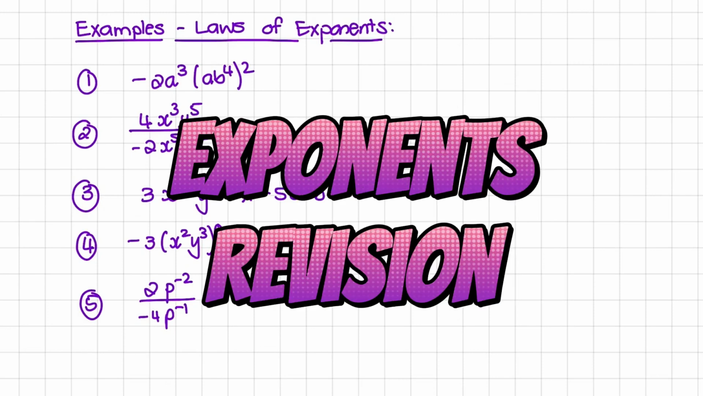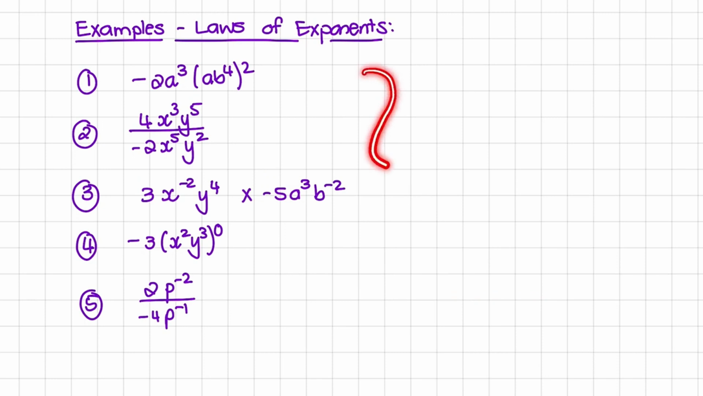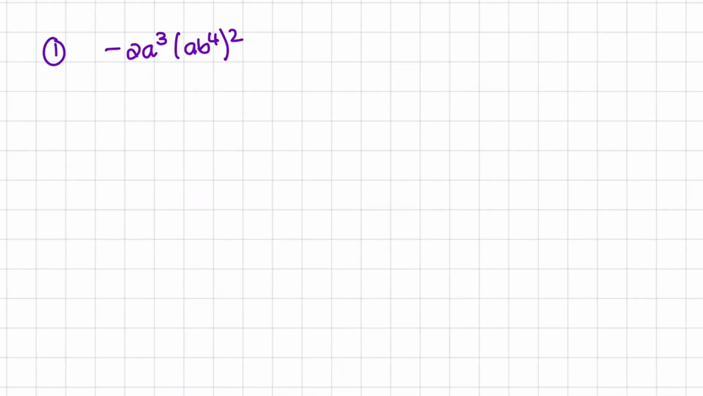We are going on with grade 10 exponents, and in this video we'll do some examples on the laws of exponents. Let us look at our first example. Here we have (-2a³)(ab⁴)². And what we want to do is simplify.